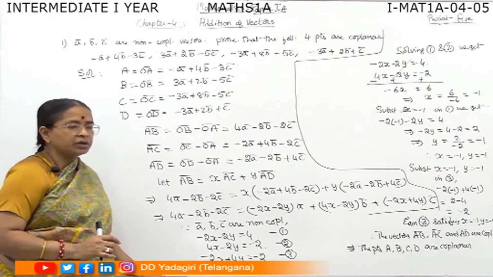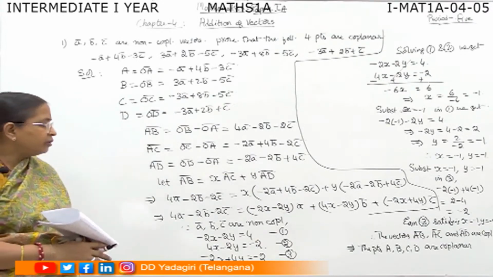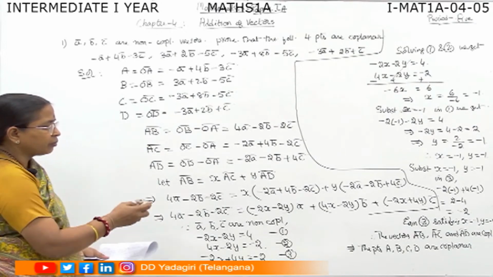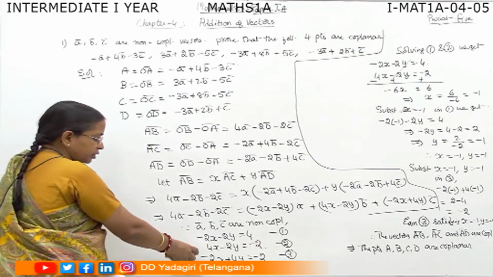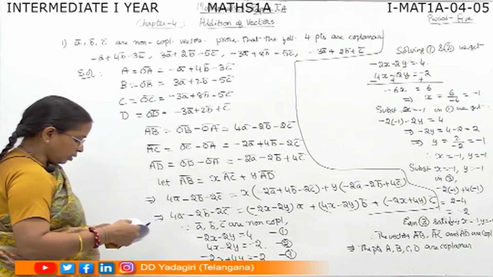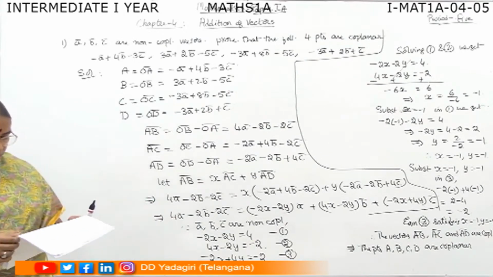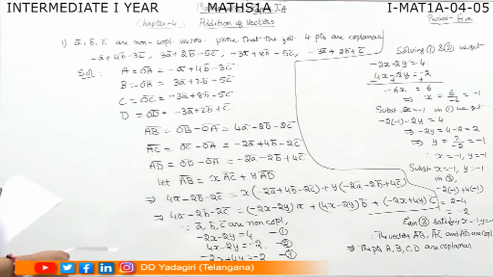They have a unique solution. So the 4 vectors are coplanar. So the 4 points are coplanar. If the third equation is not satisfied, then they are non-coplanar. That is the procedure. Okay, next problem.